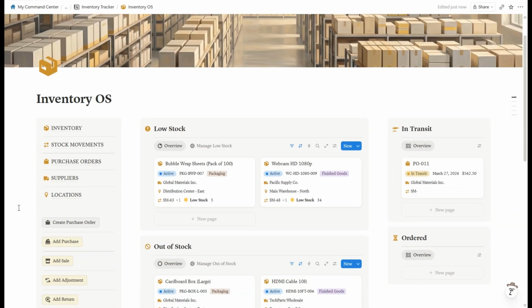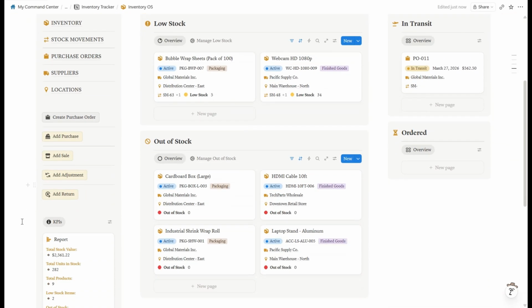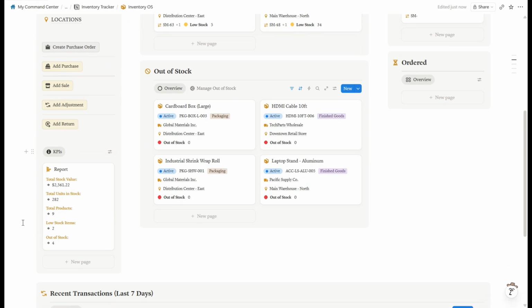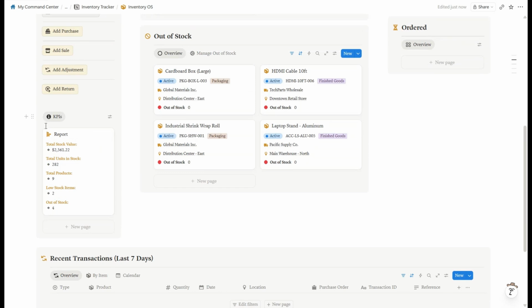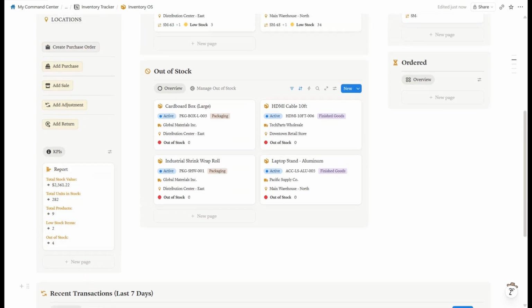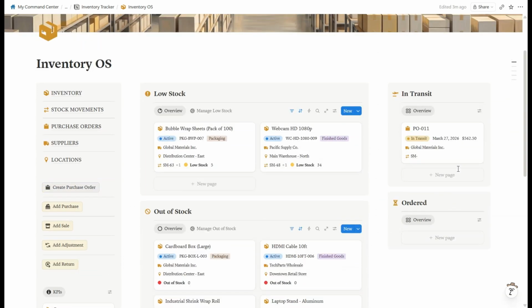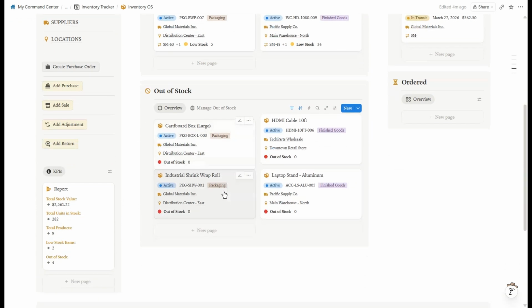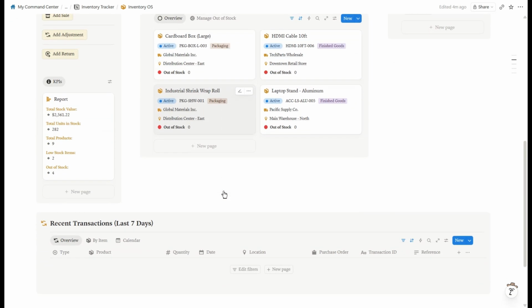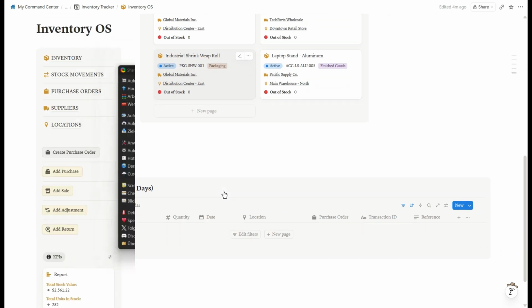If your inventory is spread across spreadsheets, supplier messages, purchase orders, and manual stock counts, it becomes hard to know what you actually have, what needs to be reordered, and what is already on the way. Inventory Operating System brings those moving parts into one connected Notion system, so you can manage products, stock movements, suppliers, purchase orders, locations, and inventory health from one clean dashboard.